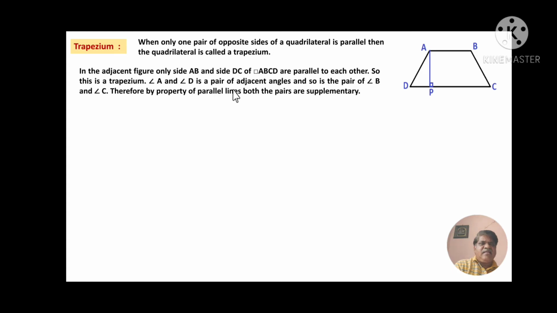Angle A and angle D are a pair of adjacent angles. So is the pair of angle B and angle C. Therefore, by the property of parallel lines, both the pairs are supplementary.